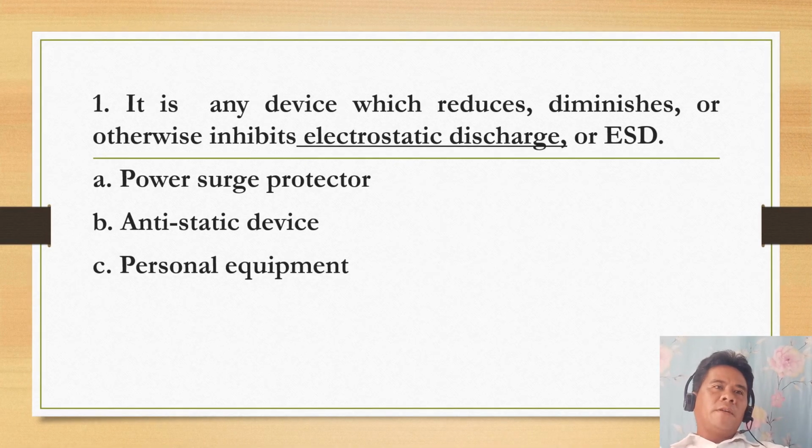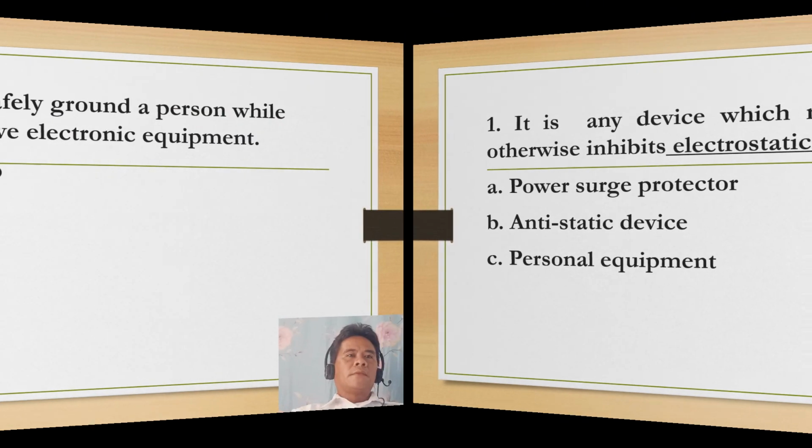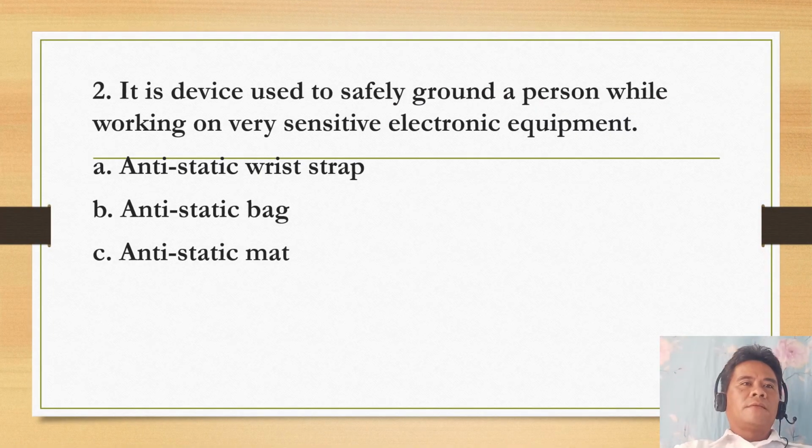Okay, ready? Number 1. It is any device which reduces, diminishes, or otherwise inhibits electrostatic discharge or ESD. A. Power surge protector. B. Anti-static device. C. Personal equipment. Number 2. It is a device used to safely ground a person while working on a very sensitive electronic equipment. A. Anti-static wrist strap. B. Anti-static bag. C. Anti-static mat. What is your answer?